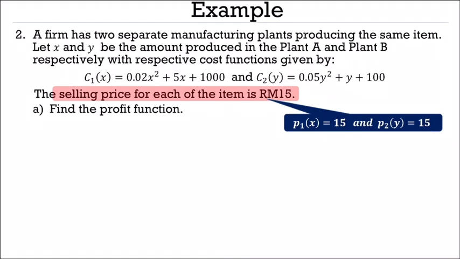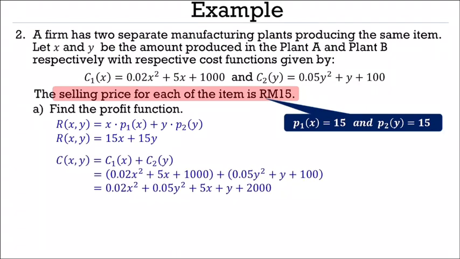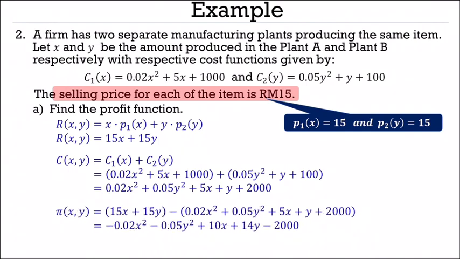Before we find the profit function, we must have the revenue function and cost function first. So, the revenue function is the multiplication of quantity and its price for both items. The cost function is the sum of C1(X) and C2(Y). Then find the profit function, which equals revenue function minus cost function.